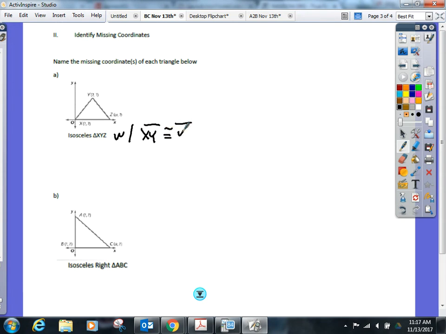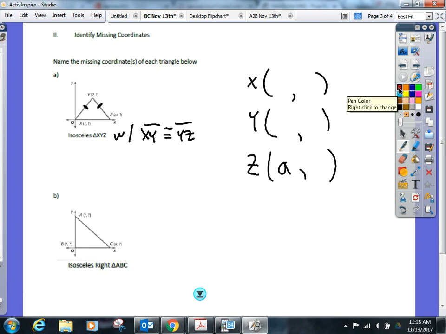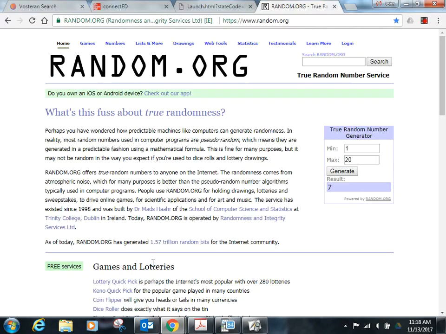Because it is isosceles, I needed to tell you what sides were congruent, because don't automatically assume it's the right and left. So XY is congruent to YZ. It looks like we need coordinates for X, Y, and Z, but I partially gave you Z, a comma something. Let's fill it in with each other. What are the missing ones? Remember, it's isosceles, so be careful what you say here.